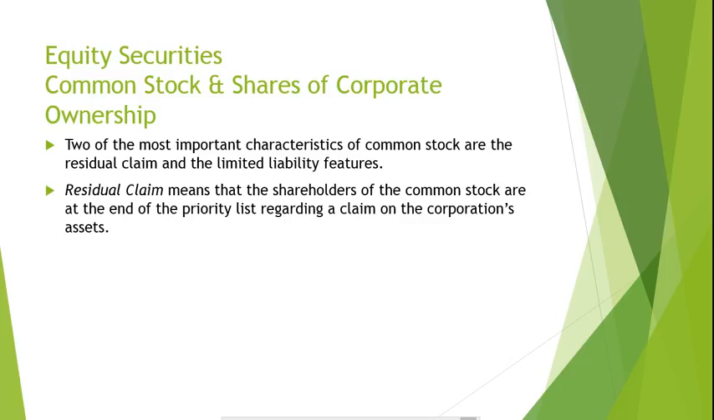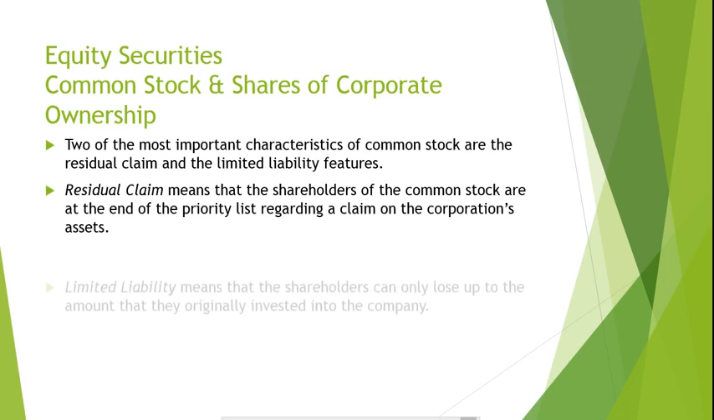Common stock shareholders have a residual claim on the income left over after all other parties have been paid. Management can decide to either pay the residual as a cash dividend to shareholders, or they can choose to invest the income back into the growth of the company.